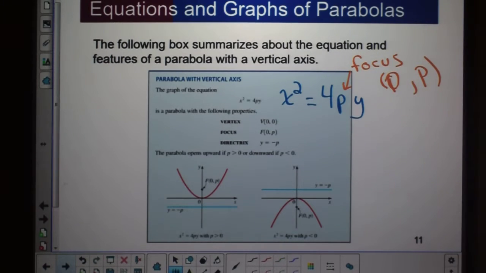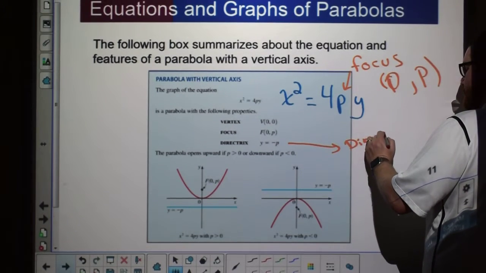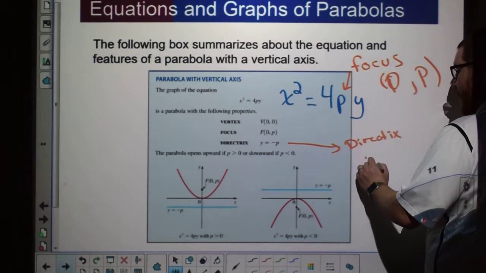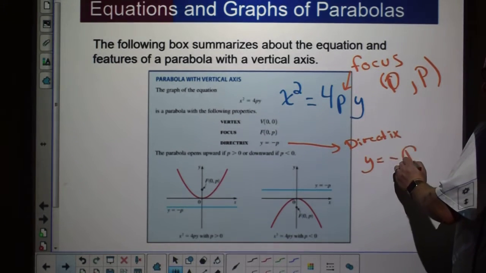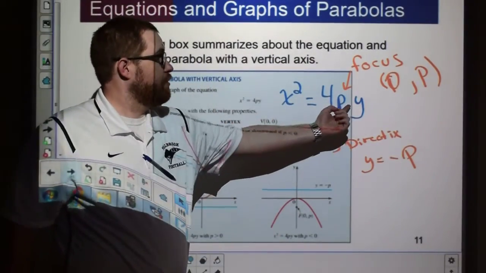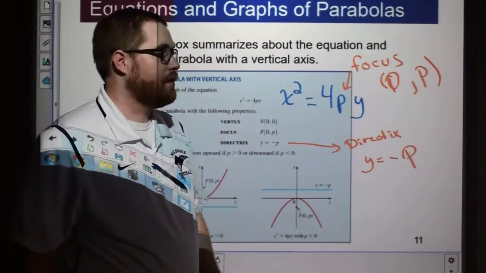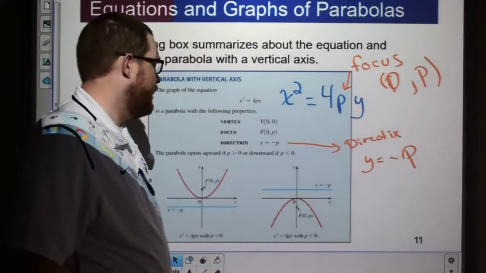And then what's going to make the directrix? Because the directrix is the opposite of the focus, it's going to be y equals the opposite of whatever that focus was. So basically, you take whatever number is in front of the letter that's not squared, and you divide it by 4, and that's your focus. And then to find the directrix, you just say y equals the other one.